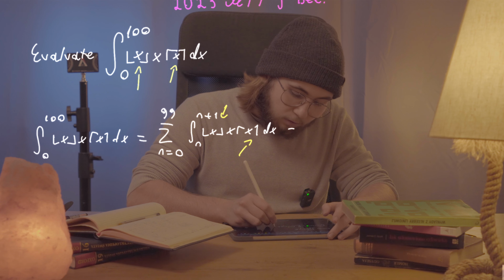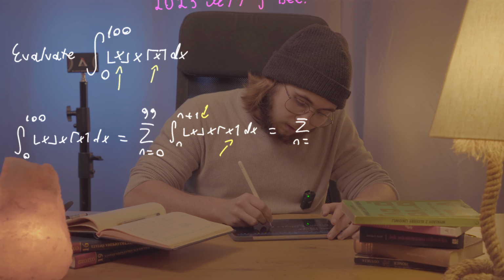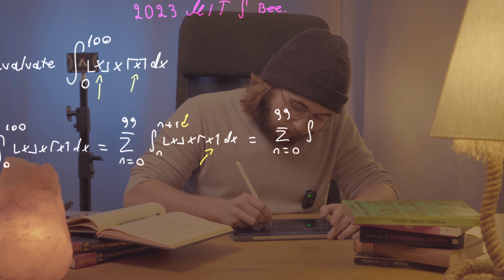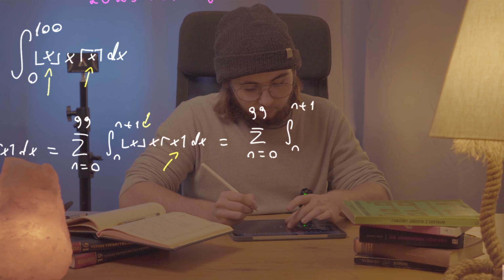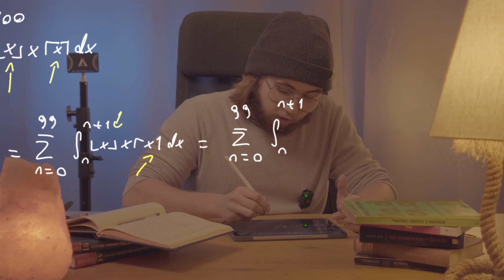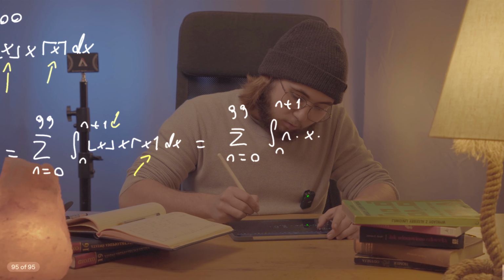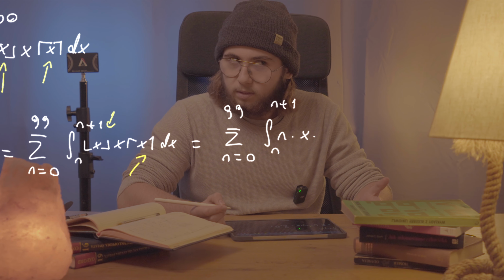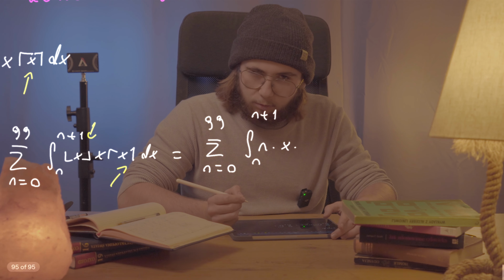And so we can rewrite this entire thing once again as the sum from n equal to 0 to 99 of the integral from n to n plus 1. The floor of x is going to quite nicely change into just n, then we multiply by x, and then we check what's going to happen to the ceiling of x. Well, that's always going to be n plus 1 on the interval between n and n plus 1.